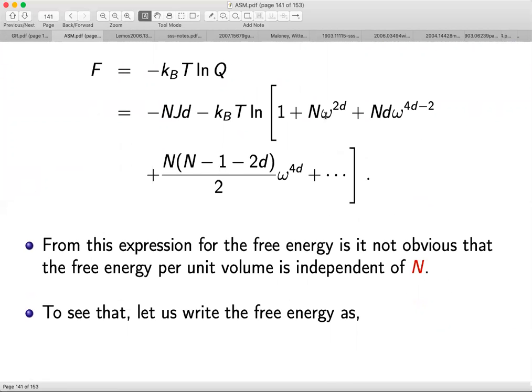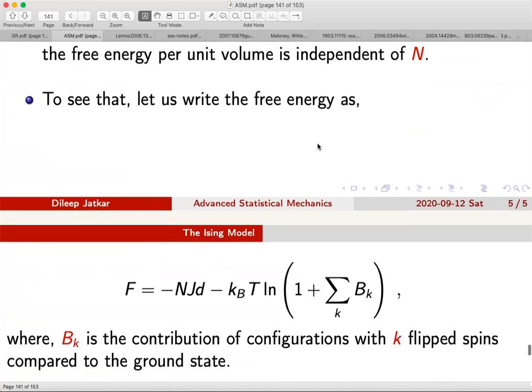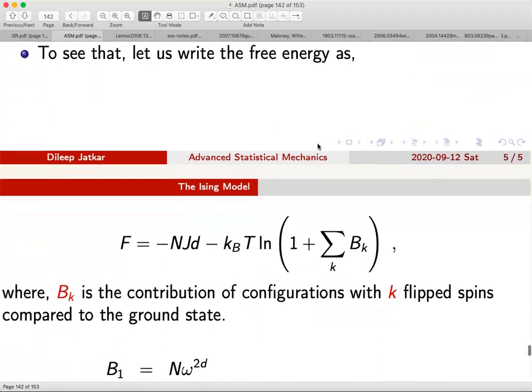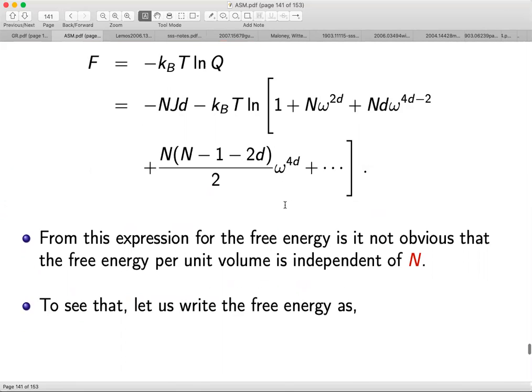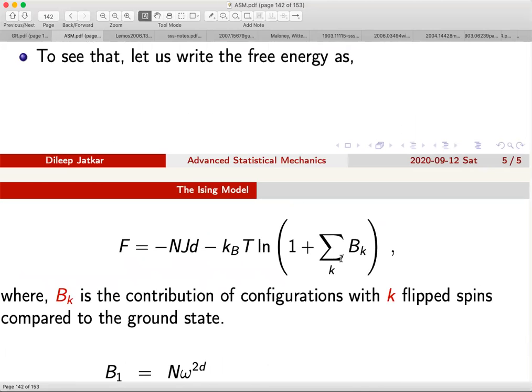Okay, and those quantities I will call bk, where k goes from 1 to infinity really. That is the number of spin flips. Fine. So here this term is of course the contribution from the ground state. This is a single spin flip, and this is a term which corresponds to B2, two spin flips. So that is how the expression is going to be written.